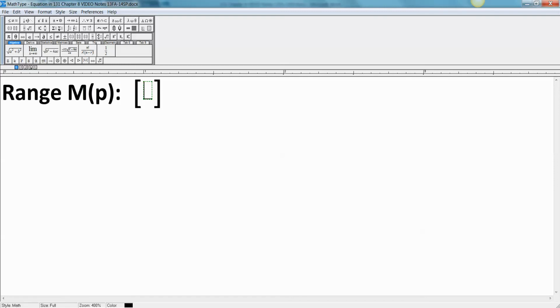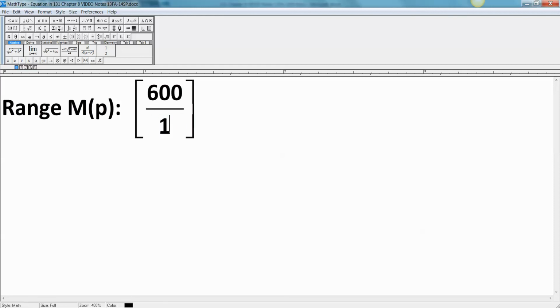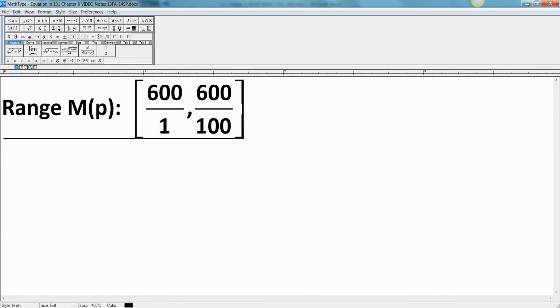So let's think about this in reverse. If 1 player shows up, then it'd be 600 over 1. And if 100 players show up, that's the most you could ever have, it'd be 600 over 100. Well, this is actually reversed, because 600 over 100 is 6, and the other one is 600. You're not allowed to put interval notation in the incorrect order like this, so you have to go in reverse.